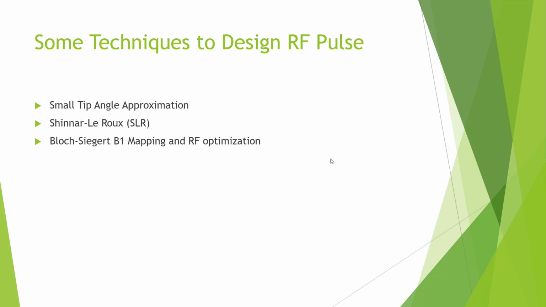There are many different techniques to design RF pulses, but the most common and perhaps easiest to use one is small tip angle approximation. To be more advanced, one can prefer to use the Shinnar-Le Roux technique, or there are many different detailed optimization techniques such as Bloch-Siegert B1 mapping and RF optimization. But Shinnar-Le Roux and Bloch-Siegert are a bit more out of the scope of this course. Therefore, I'm not going to make an introduction to them.